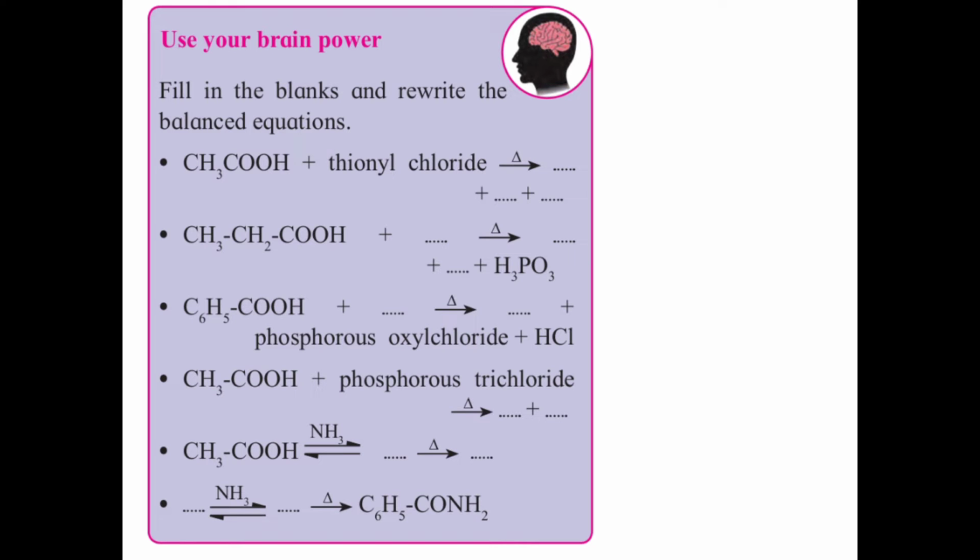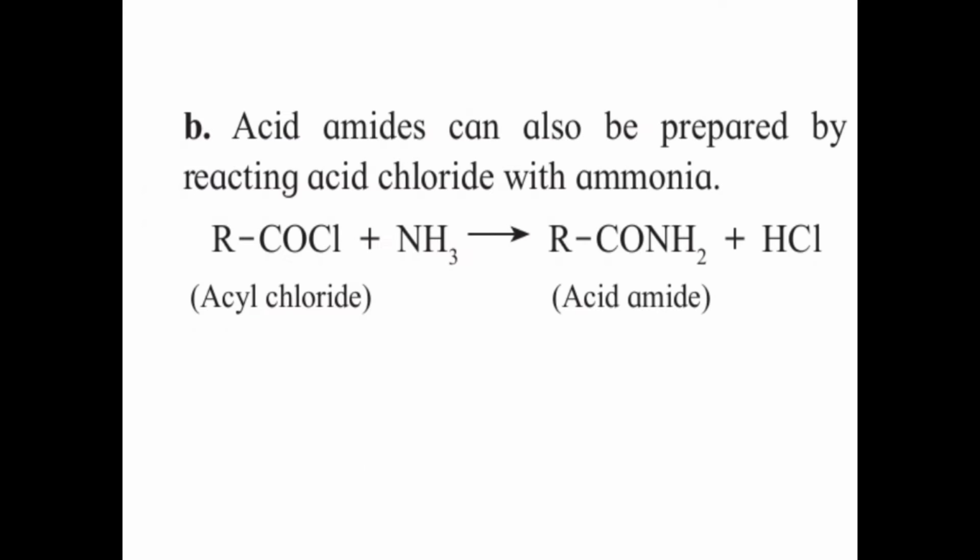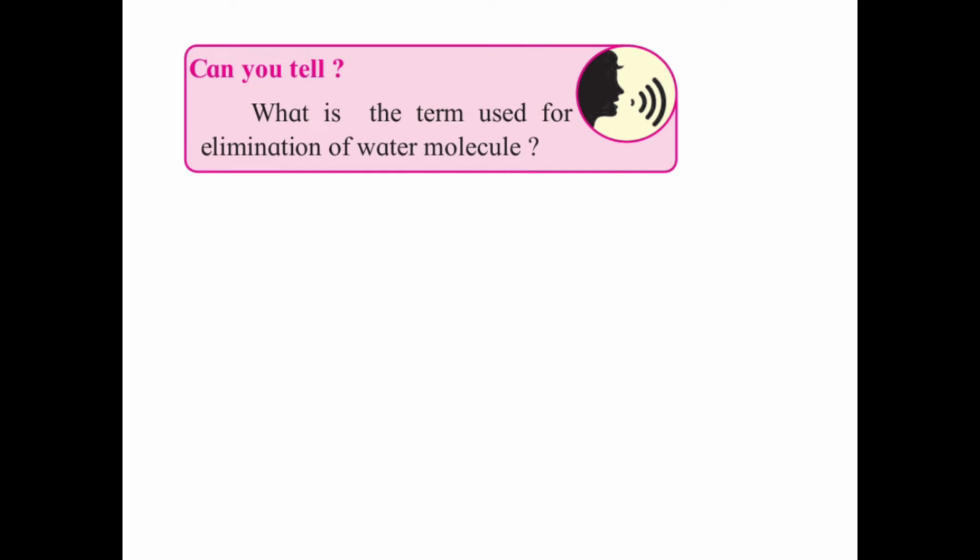Now the next point: if we don't have an acid, we have to convert acyl chloride to amide. Then you can directly react amine with acyl chloride and you will get the amide, by direct displacement of the Cl. You get HCl as a side product and RCONH2 is the amide. We have discussed this reaction also in the last lecture.